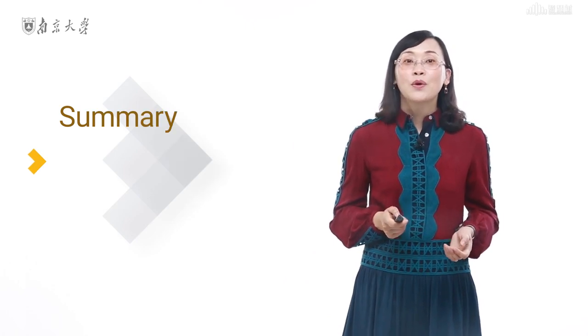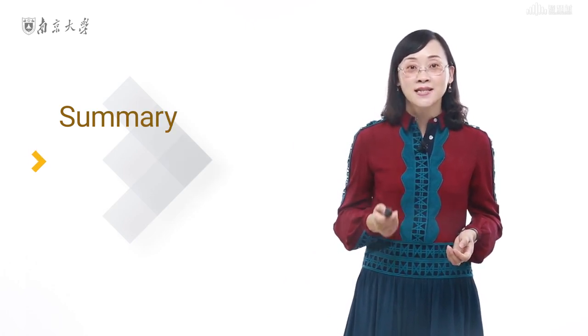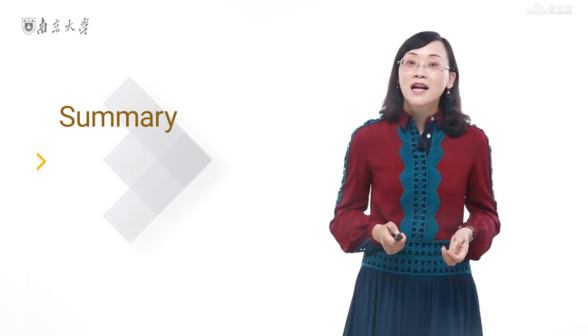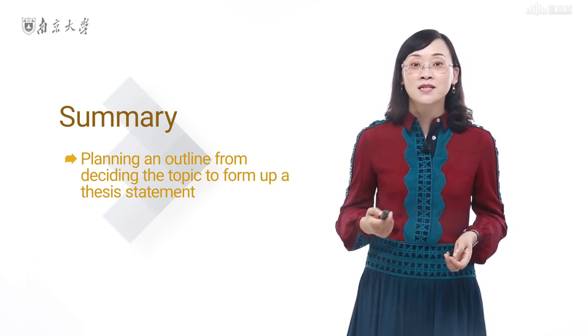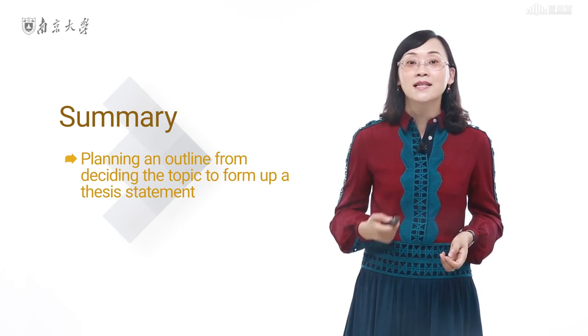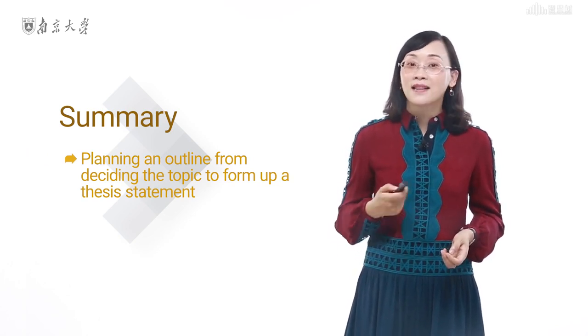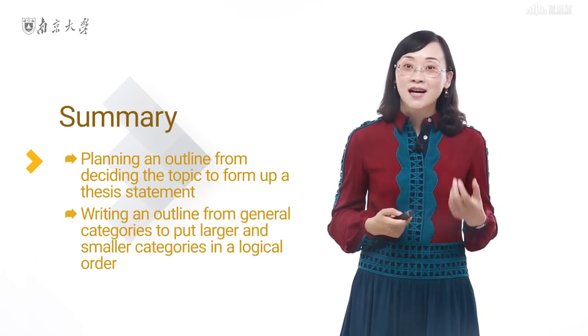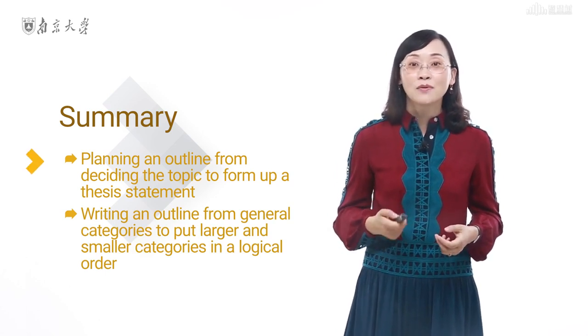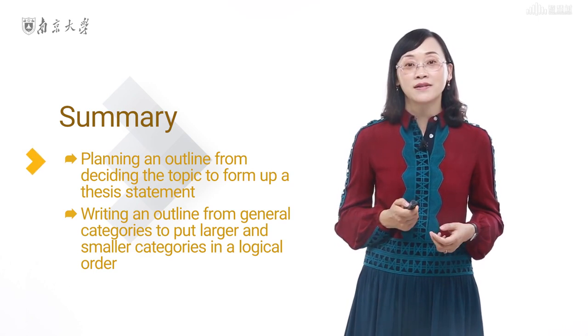Up to now, you have completed the outline of your research paper on the relationship between educational attainment and health conditions. To sum up, in this session, we have learned how to write an outline for an essay or a research paper. Starting from planning, you need to decide on the topic of your paper and narrow it down in the process of deciding the research goal and organizing the materials you have collected, and then form a thesis statement for the paper. When you start to write an outline for your paper, firstly you decide general categories and then put them in a logical order.